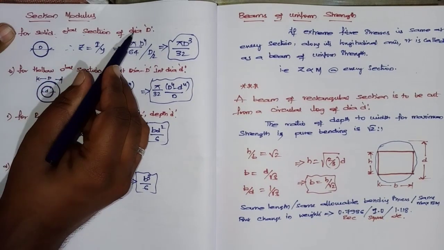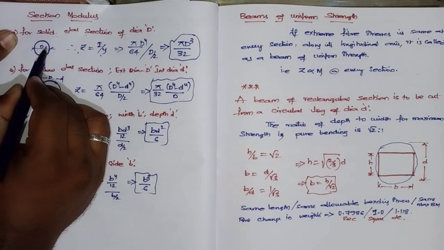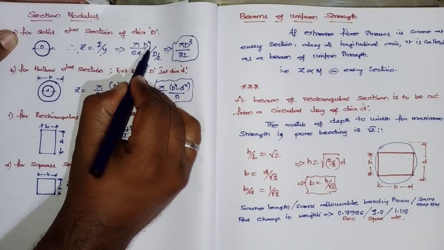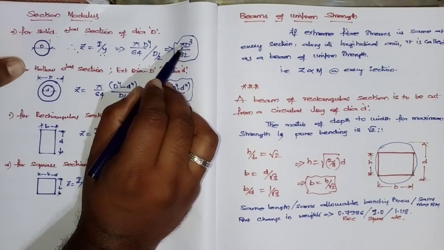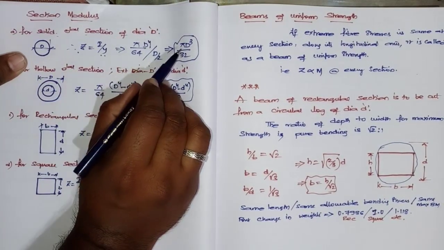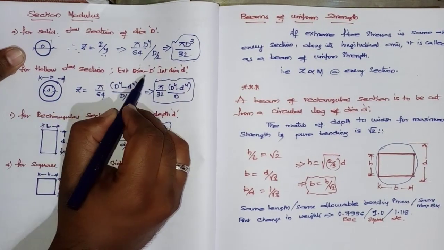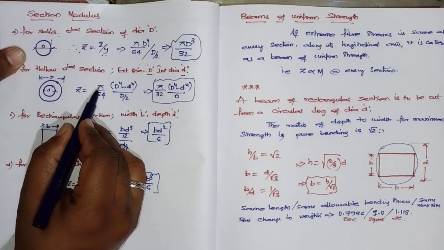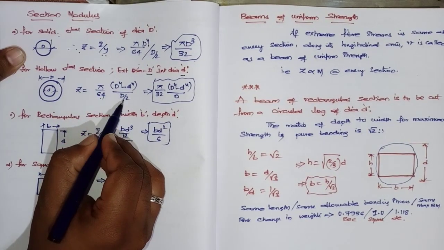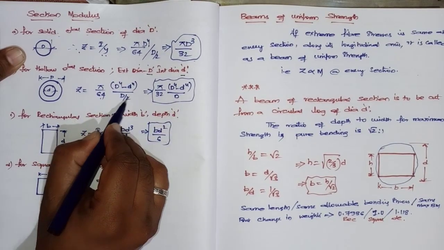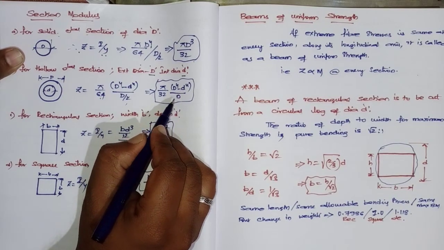For a solid circular section of diameter D, Z equals what? Section modulus, which is I by y. I is nothing but pi by 64 capital D power 4, by what is y? D by 2. After calculation you will get the section modulus for a solid circular section as pi D cube by 32. Similarly, for a hollow circular section of external diameter D and internal diameter d, I is pi by 64 into D power 4 minus d power 4, and y is D by 2. So after calculation you will get pi by 32 into capital D power 4 minus small d power 4, by D.